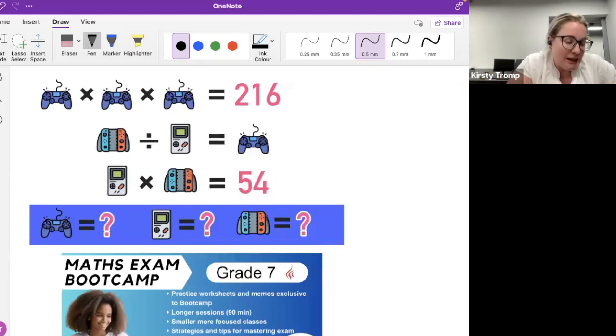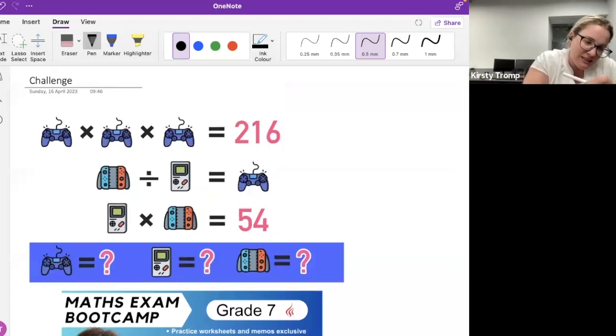Okay, so let's have a look at the challenge for today. I've got our little game-playing thing: times by the same thing, times by the same thing. So in other words, what times what gives me 216? Who can put it in the chat for me? We've been practicing this one. Nice, Ziwe. It's 6, hey? So 6 times 6 times 6 will give me 216. Okay, so I've got a 6 here.